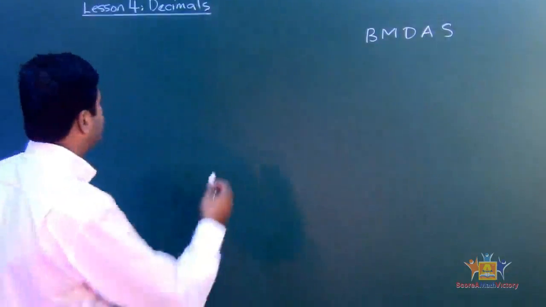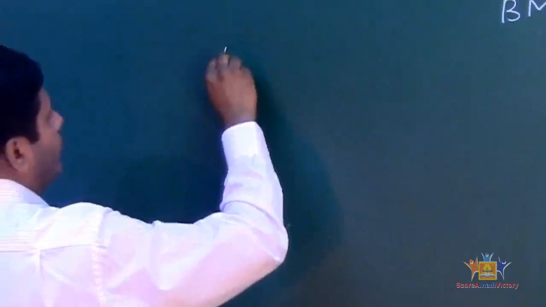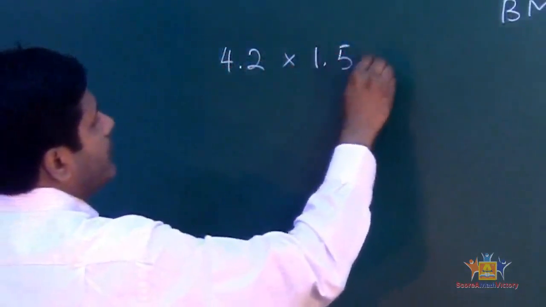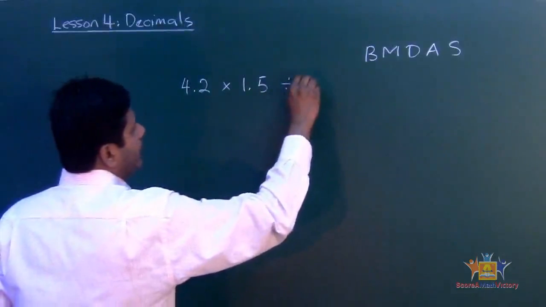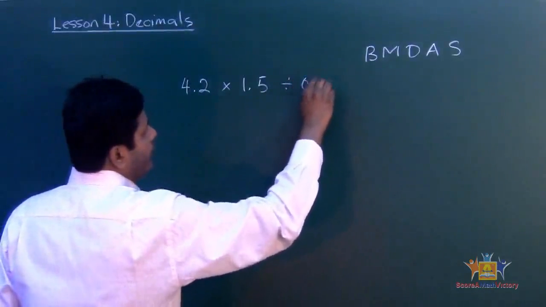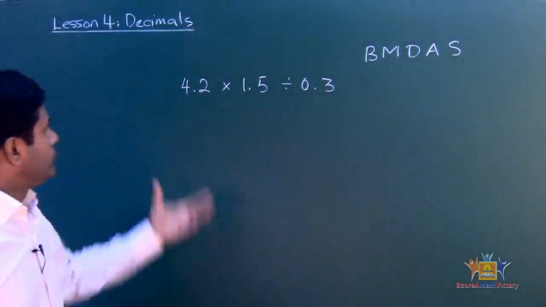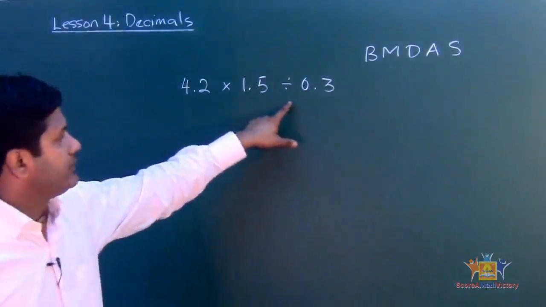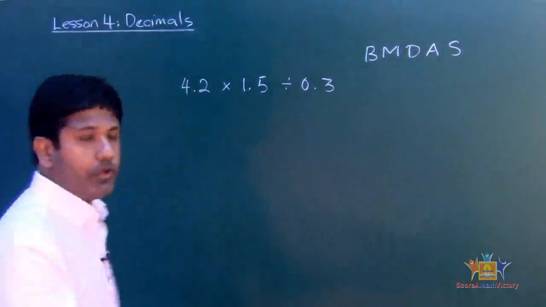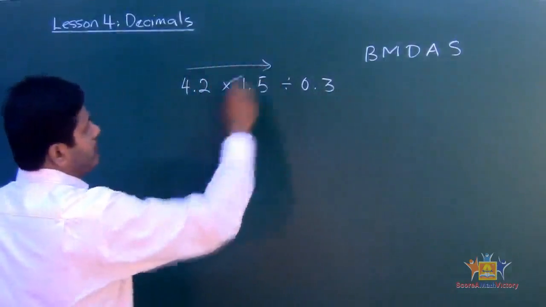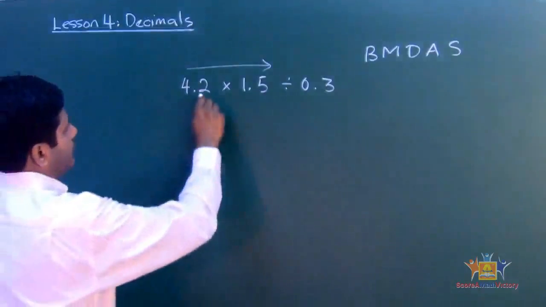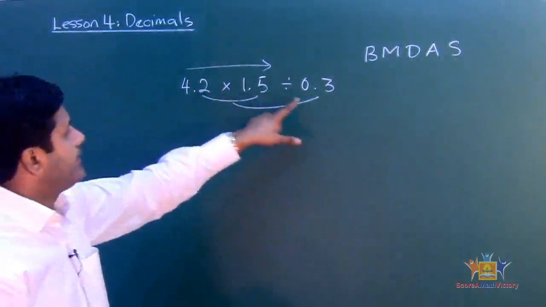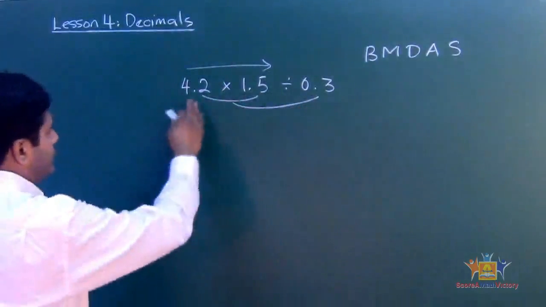Let's say, for example, Mr. Mac gives you 4.2 times 1.5 divided by 0.3. What are we going to do? You've got multiplication and division, so we're going to use the left to right method. In other words, we start with this and finish up with that. We're going to multiply first, and then divide. So let's do that.